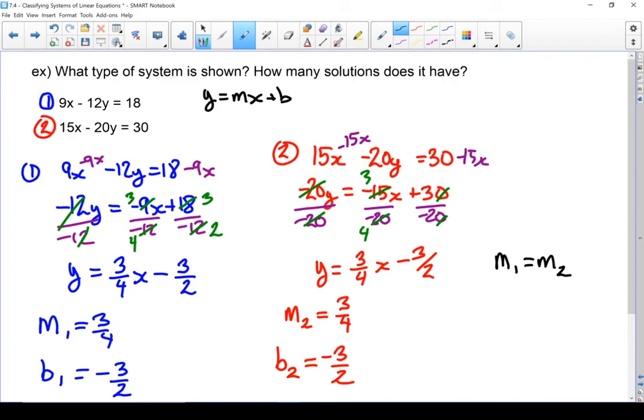Let's move on to the y-intercepts. Well, my y-intercepts are also the same. If my two slopes are the same and my two y-intercepts are the same, I've got two lines that go at the same angle, cross the y-axis at the exact same spot. I've got a line on top of a line. I've got a consistent dependent system. And a consistent dependent system has infinite solutions. Those two lines touch the entire length of them.